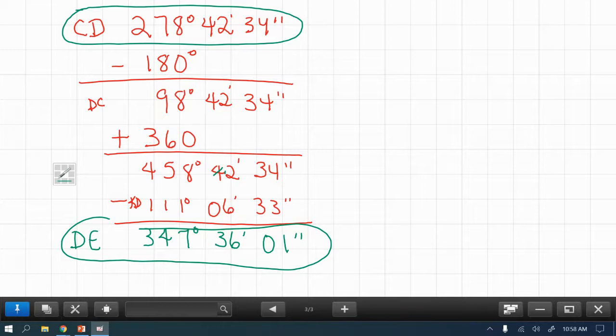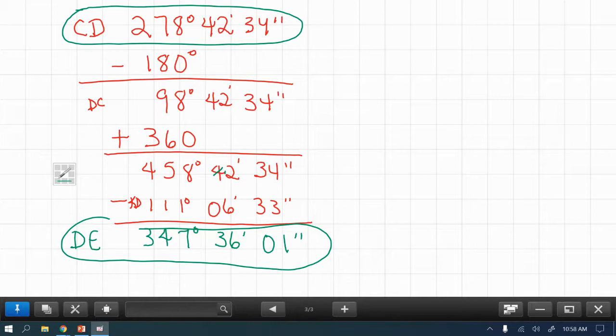Okay, so we're perfect so far. All right, so greater than 180 or less than 180? So I need to get the back azimuth. So subtract one, oh, I don't want to do that in red. So you can go ahead and write this D to E in your chart.